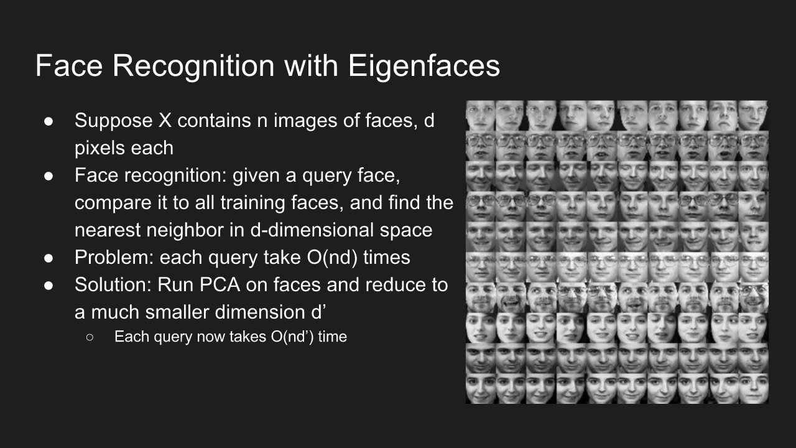The problem with this is each query can take order nd time. If n is very large and d is very large, this can take a lot of time. So an idea here is to run PCA on faces and reduce to a much smaller dimensional space, maybe with a new dimension called d prime. Now when I reduce my dimension, each query only takes order nd prime time, where hopefully nd prime is much smaller than nd.